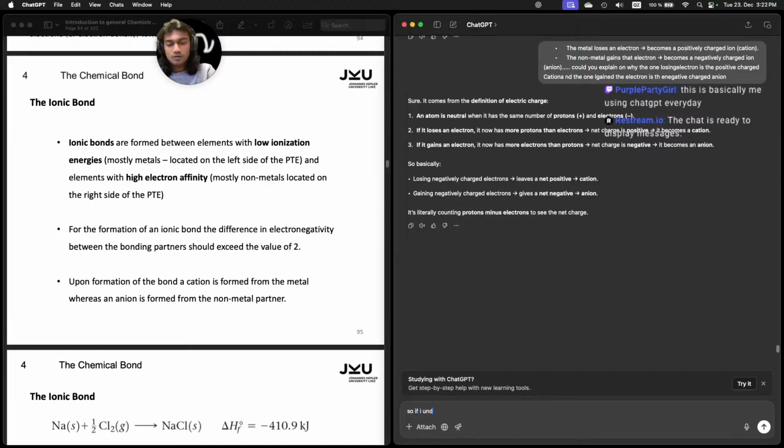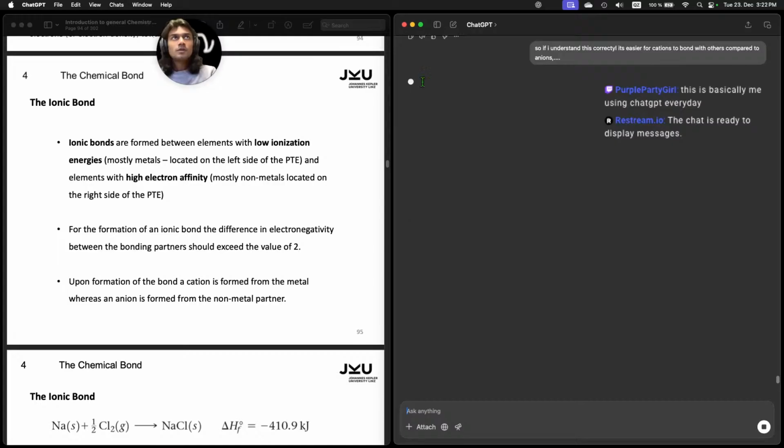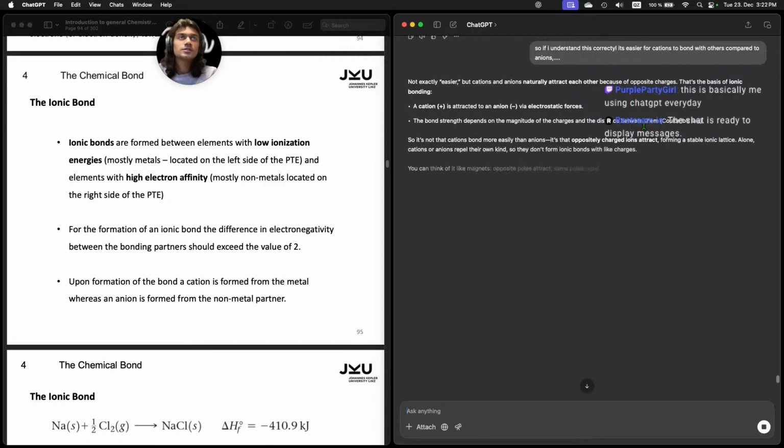If I understand this correctly, it's easier for cations to bond with others compared to anions. Not exactly. Easier is not the term, but cations and anions naturally attract each other because of the opposite charges. That's the basis of ionic bonding.